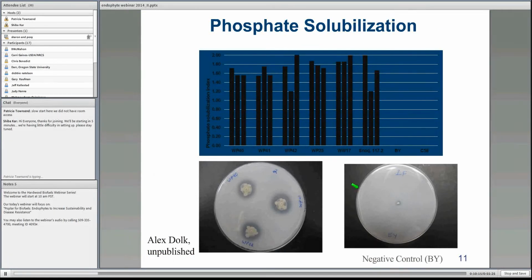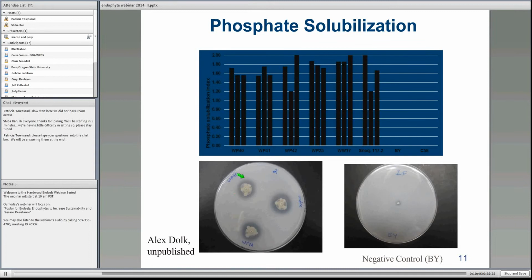I don't know if you can see this at all, but another attribute that these microorganisms have is the ability to solubilize phosphate. There are two major macronutrients that plants require. One is nitrogen and the other is phosphate. In this medium, the phosphate is insoluble. It's calcium phosphate. But if the microorganism is able to solubilize the phosphate, then we get this clear zone.